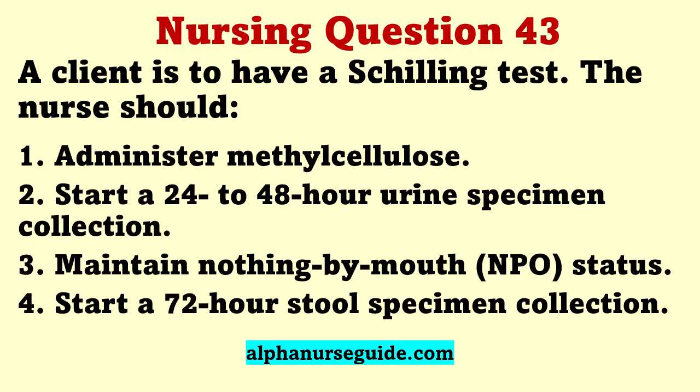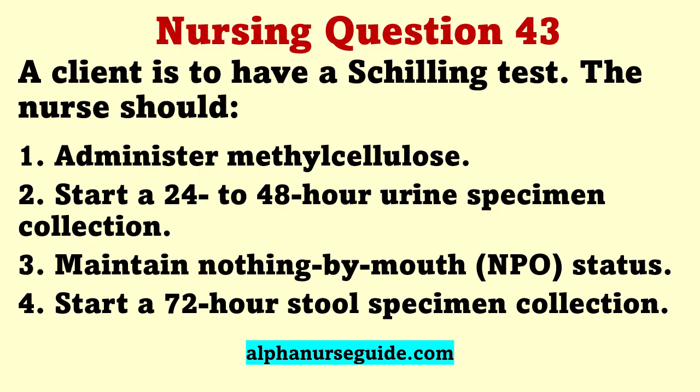Urinary vitamin B12 levels are measured after the ingestion of radioactive vitamin B12. A 24 to 48-hour urine specimen is collected after administration of an oral dose of radioactively tagged vitamin B12 and an injection of non-radioactive vitamin B12. In a healthy state of absorption, excess vitamin B12 is excreted in the urine. In a malabsorptive state, or when the intrinsic factor is missing, vitamin B12 is excreted in the feces.